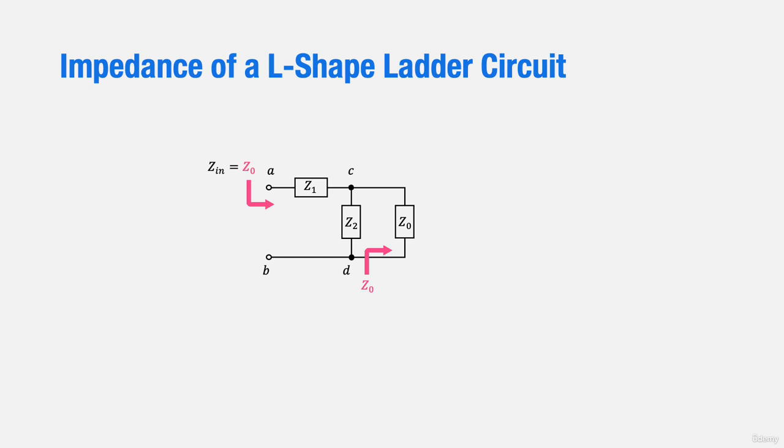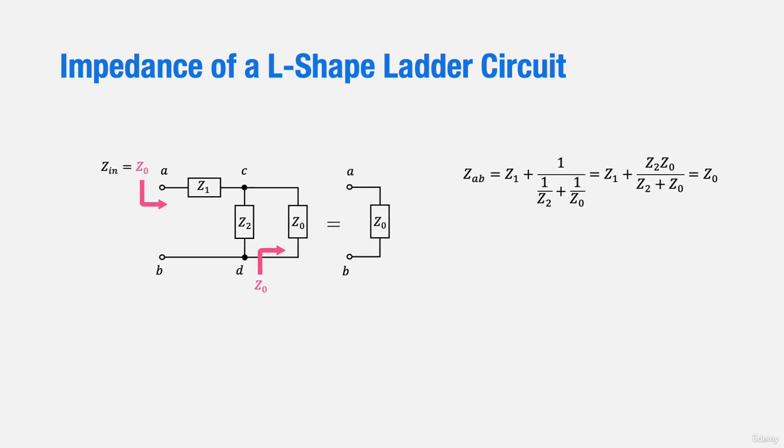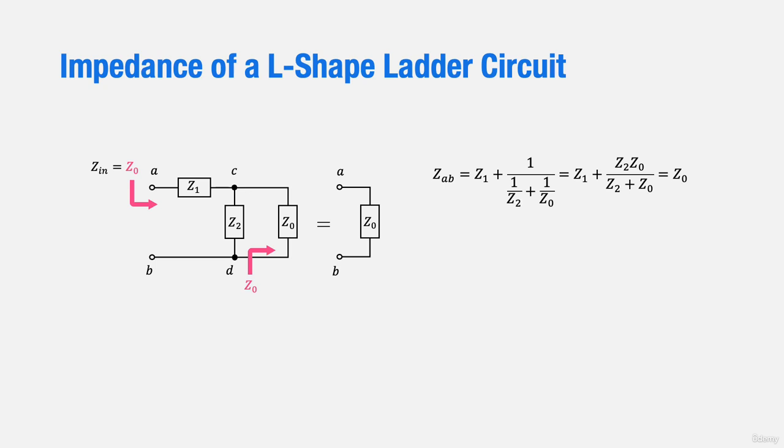Well, since the input impedance of this infinite ladder network is Z0, we can say that the result of Z2 in parallel with Z0 and in series with Z1 will be equal to Z0. According to this equation, we can determine that Z0 equals Z1 over 2 plus the square root of Z1 squared over 4 plus Z1 times Z2.